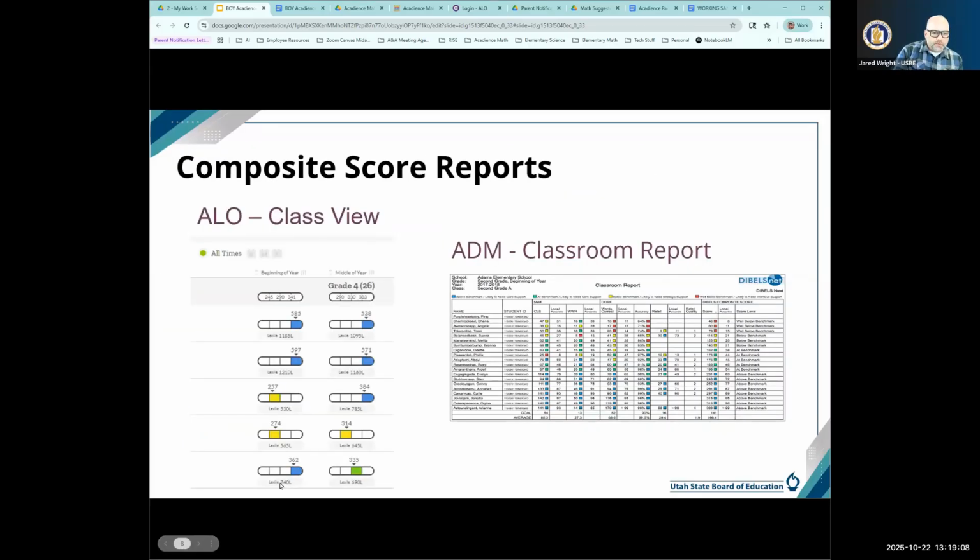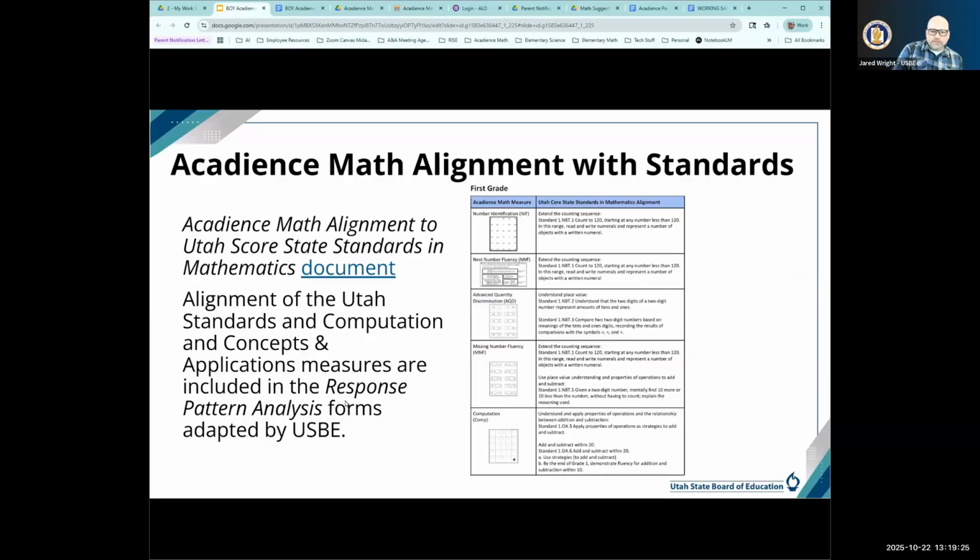So the score reports we're going to look at, it sounds like no one on here, as far as ADM, is still used by a few districts for math, but the large majority of people are using ALO. So we'll look at the class view. I also wanted to, just for math, call out a couple things. One is there is a document that is an alignment from Acadience Math to the math standards and how those connect. And let me copy the link address and put it in the chat for that document.